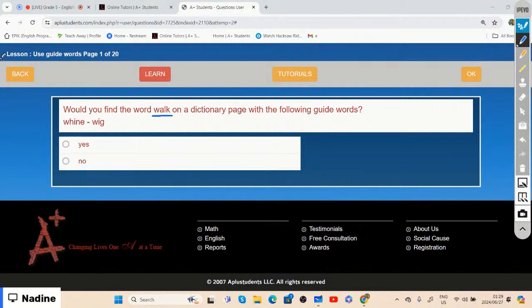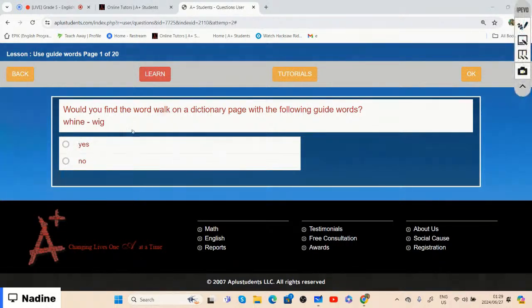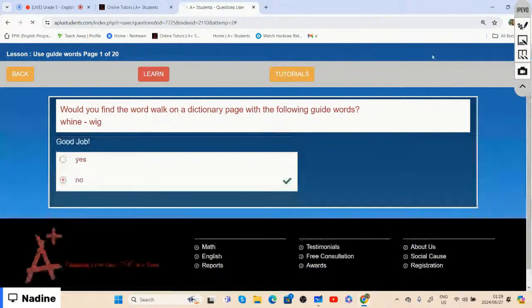All right, so no, we will not find the word walk between these words on the same page as this word, because of the second letter, A, which comes with it. So no, no is correct.